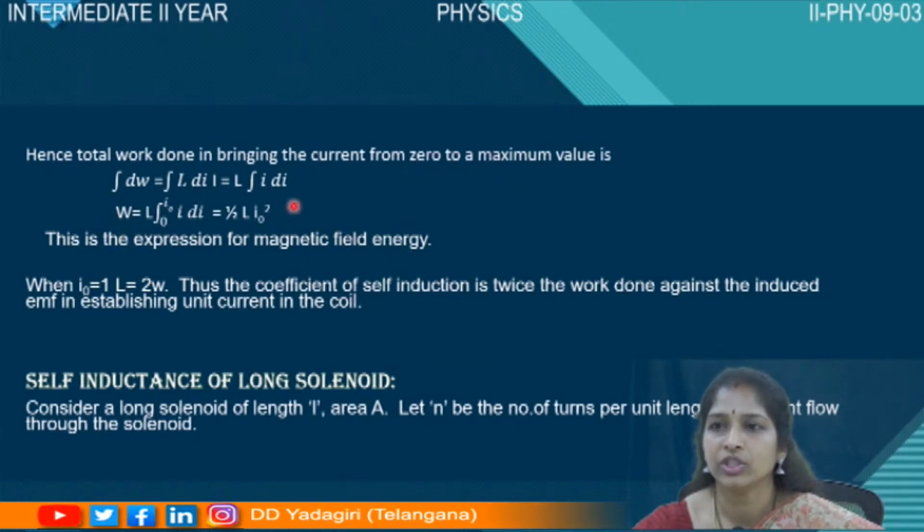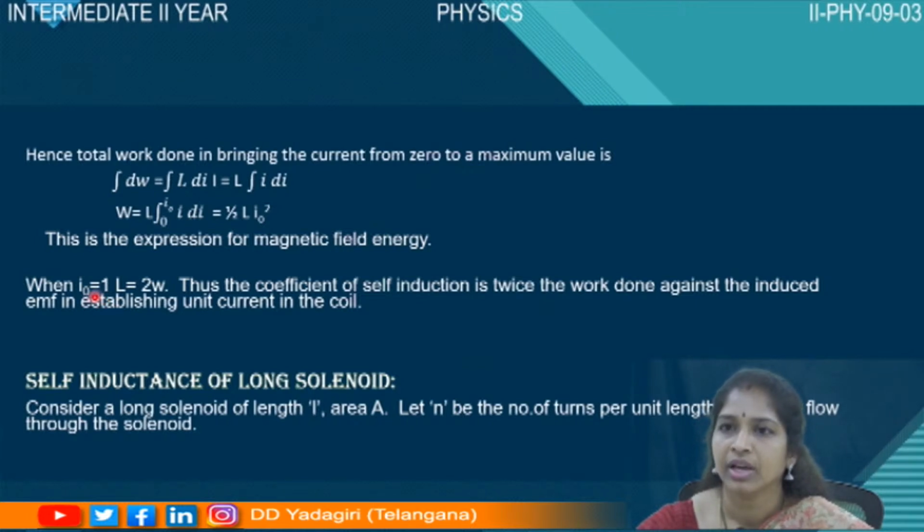Then from this equation also, I can define the self-inductance. Here I naught is there, and now I am considering that I naught as 1 ampere. If this I naught is 1 ampere, then what will I get? W equals to 1 by 2 L, because I naught is 1, and 1 square is also 1. So, 1 by 2 L. L equals to what will I get?